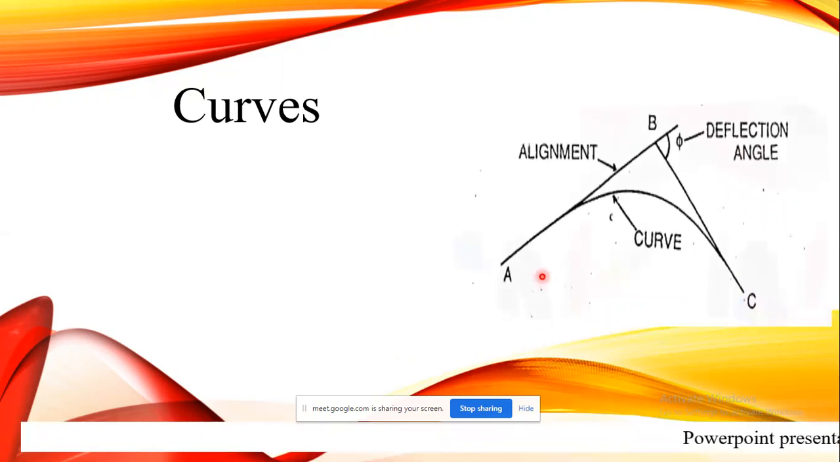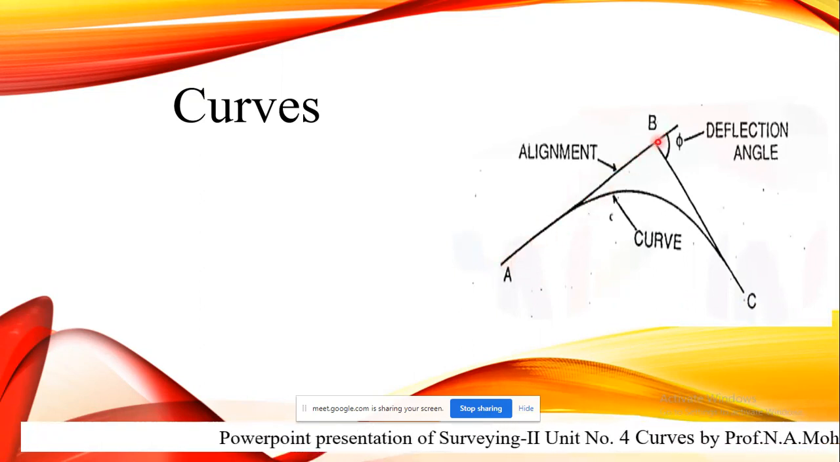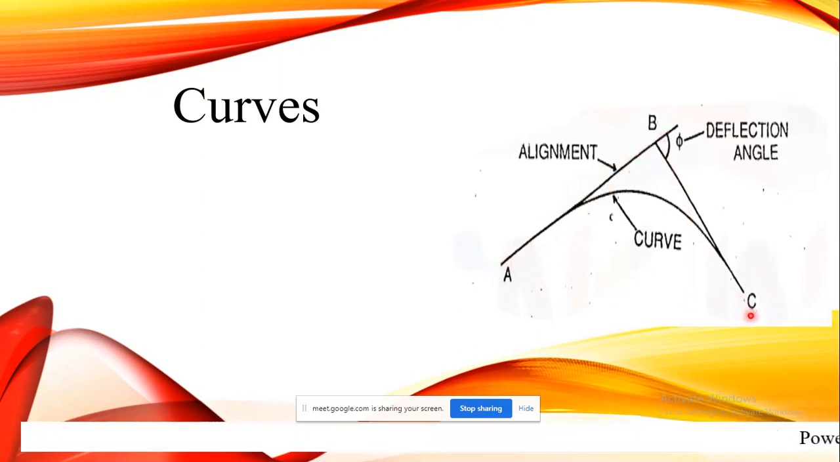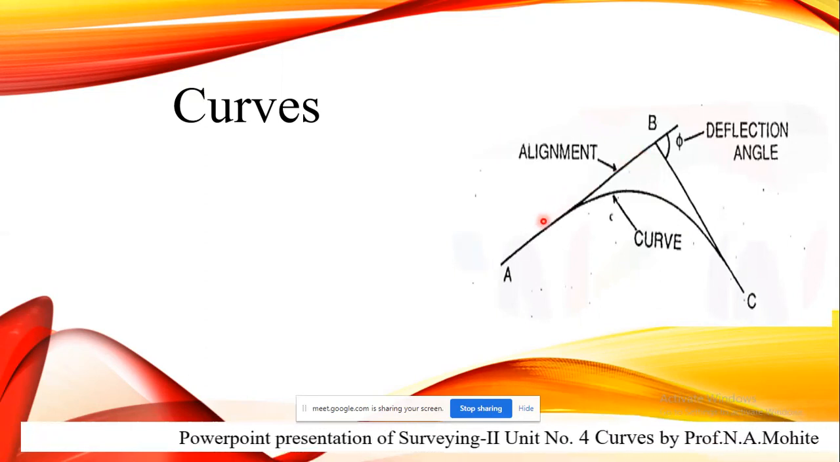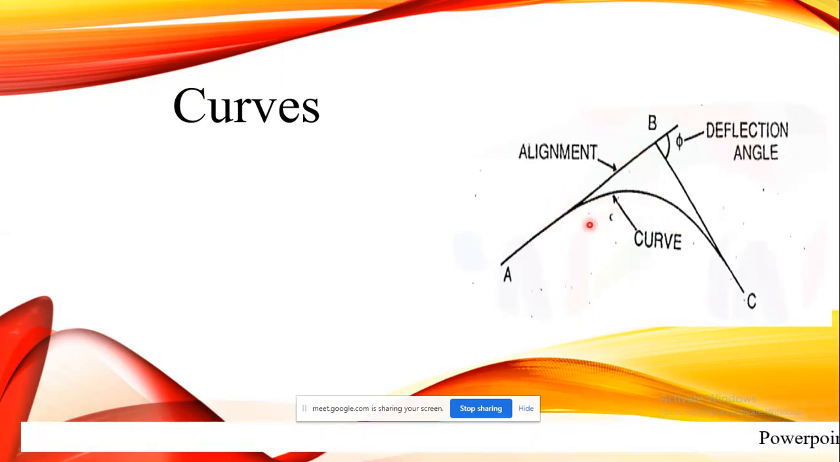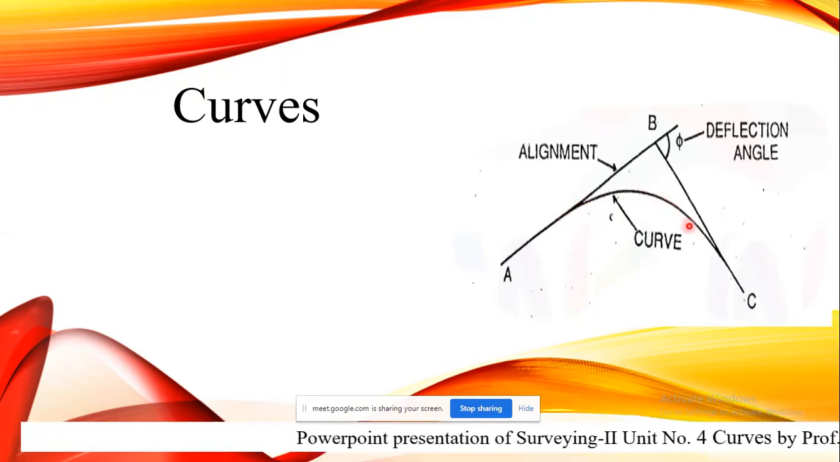You can see here, A to B is one straight alignment and the second one is B to C. Suppose there is one obstruction, due to which you are supposed to take the diversion. That diversion or deflection which you are supposed to take is called your curve.